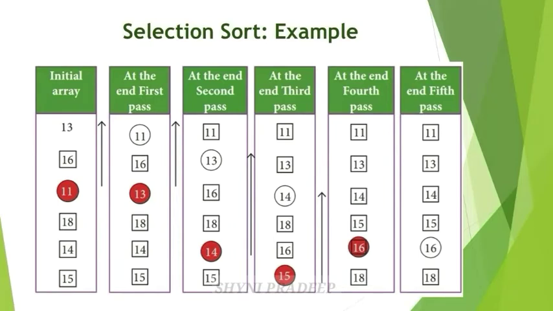Okay. So now let us write the initial array: 13, 16, 11, 18, 14, 15. This is the first element. This first element is stored in 0th position. This is first position, second, third, fourth, fifth. Now you have to start from the first element. Exchange this first element with the smallest number. Okay. Which one is the smallest number? This is the smallest number, 11. Okay. 11 is the smallest number. So you have to exchange these elements.